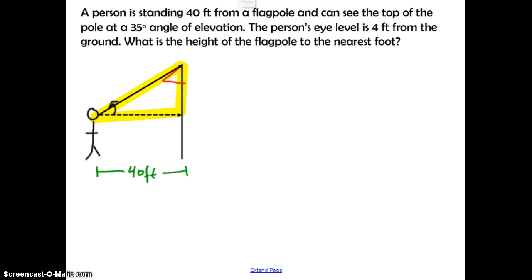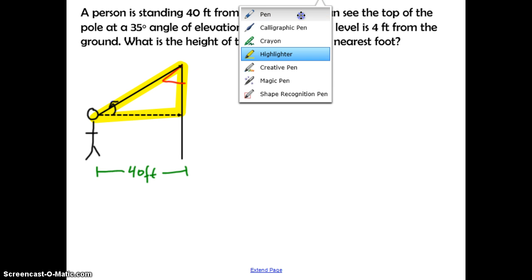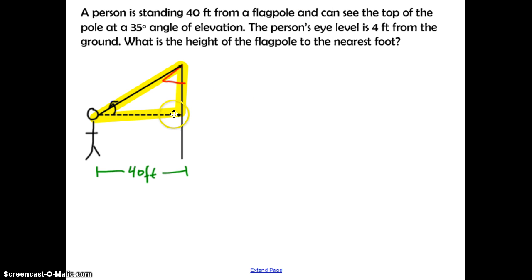Now your picture might be a little slanted, that's okay. But the important thing to know is that we did create a right triangle. Here's our right angle, okay? And now we need to label the information that we have from the rest of the problem. It says the person's eye level is 4 feet from the ground. That means his eyes are 4 feet from the ground. So this is 4 feet. And we can also label this side, since this goes straight across. This is 4 feet.